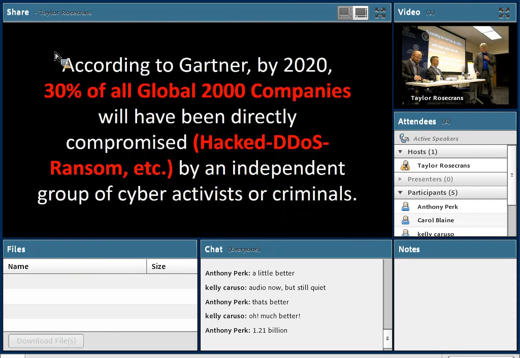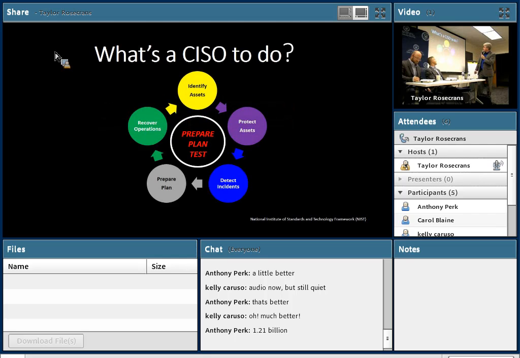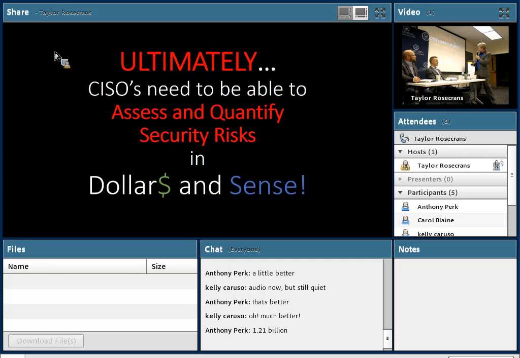Another statistic to keep in mind: 30% of all global companies will have been directly attacked in some way, shape, or form by cybercrime and cyber criminals. So every organization has to be effective in cybersecurity. It's an ongoing process. We're going to talk about that in just a moment with these questions as well. So what's a CISO to do? You've got to do all of these things. They say CISOs never sleep. Security professionals never sleep, and it's only going to get worse. And the talent pool, as I mentioned earlier, that's what's so wonderful about Franklin here. They're bringing cybersecurity education to the forefront, and we're going to need as many of you folks out there that have this intelligence to help protect us as time goes on. Prepare, plan, and test. Ultimately, you've got to assess and quantify security risk in dollars and cents, and that's what we're here to talk about today.